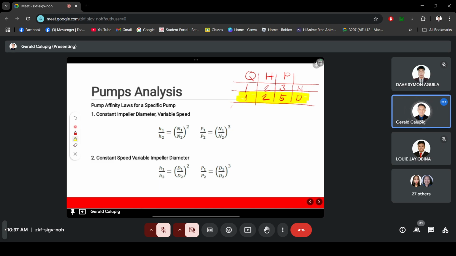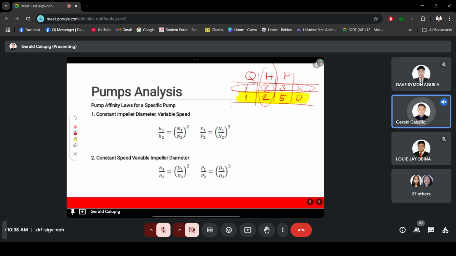So meaning if you have here the H, H1 over H2 is equal to what? It says H and N. If H is given, how do we solve the value of N? Or vice versa, we can have H1 over H2 is equal to N1 over N2 raised to the power of 2, or squared.